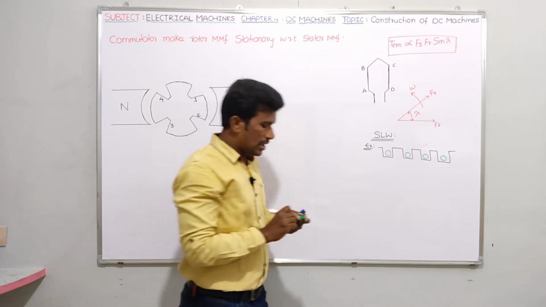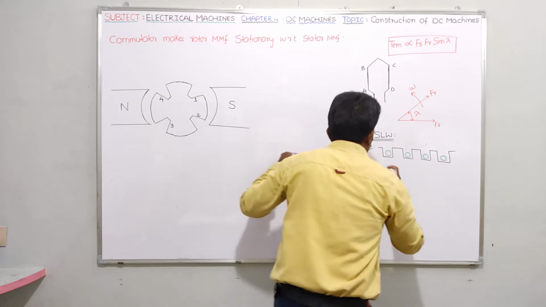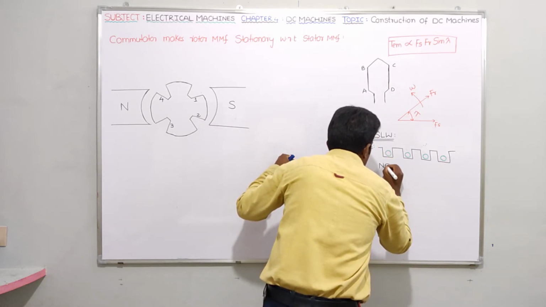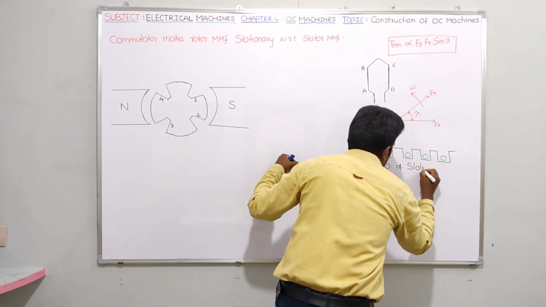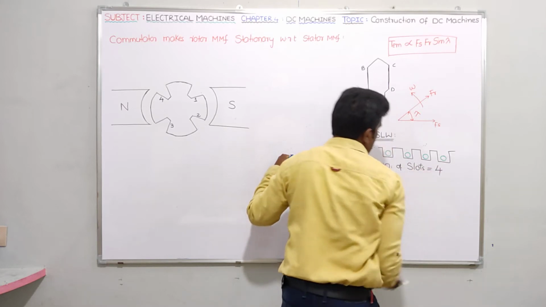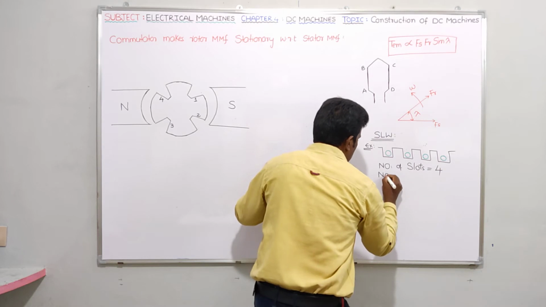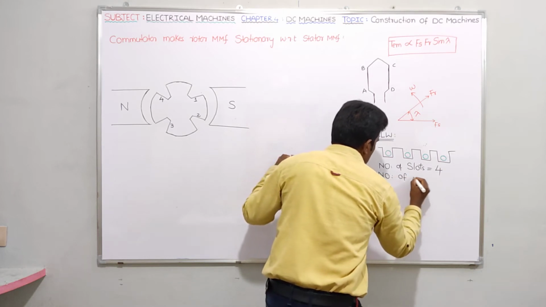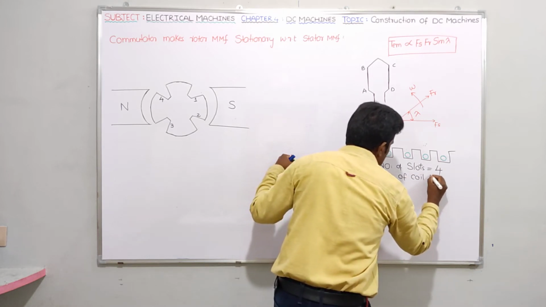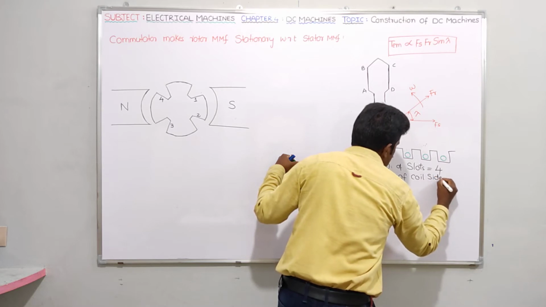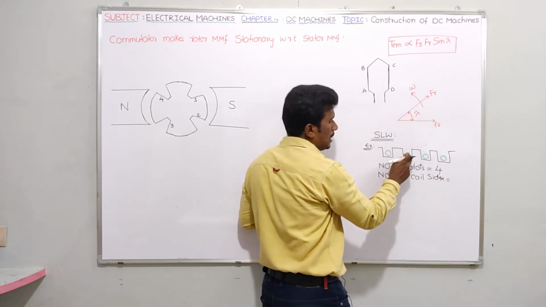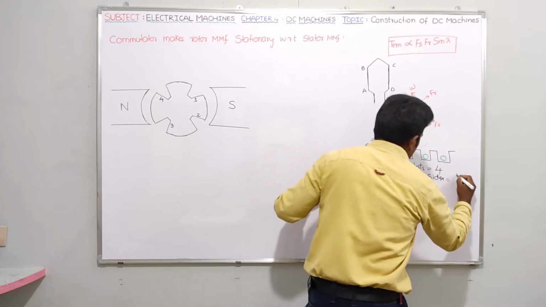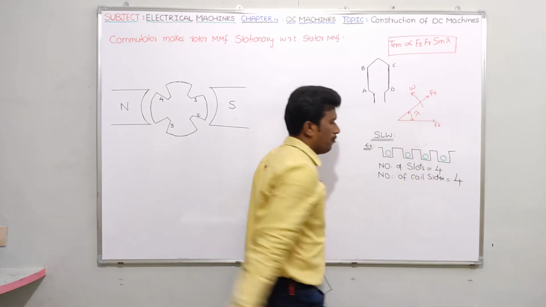Okay. Now tell me, guys, in this example, what is the number of slots? How many have I taken here? 4 slots I have taken, guys. Now what about the number of coil sides? I told you this becomes 1 coil side, second one, third one, fourth one. So the number of coil sides is 4.